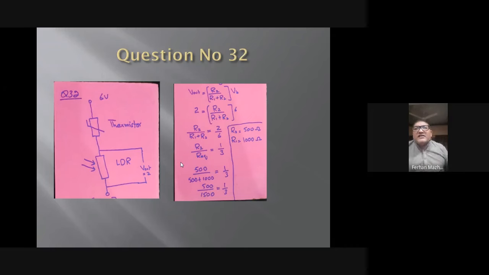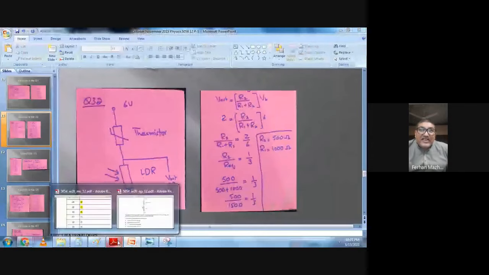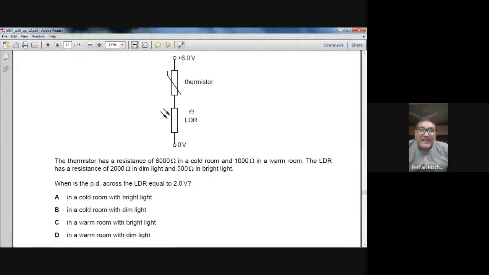But the other approach I just told you: if the LDR is taking 2 volt, from the battery 6 volts are coming, then the thermistor will be taking the 4 volt. So the thermistor is taking double the voltage compared to the LDR. The potential difference across the thermistor is double that of the LDR, so its resistance is also double. If the LDR resistance is 500, its resistance will be 1000.